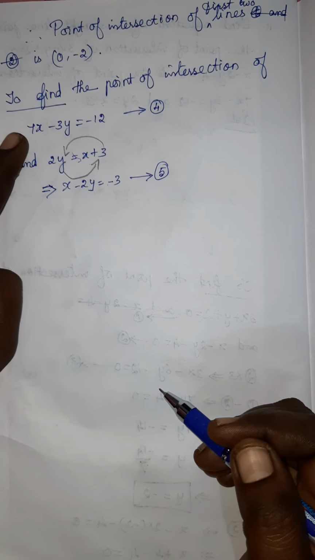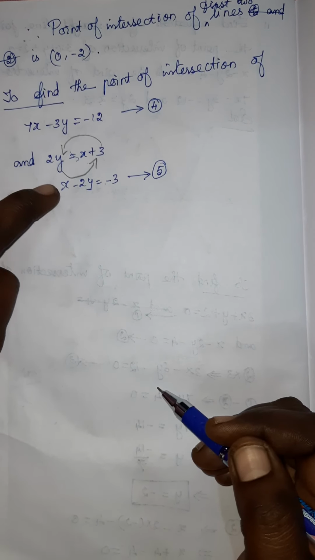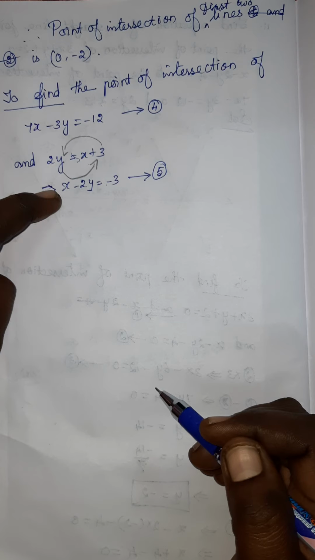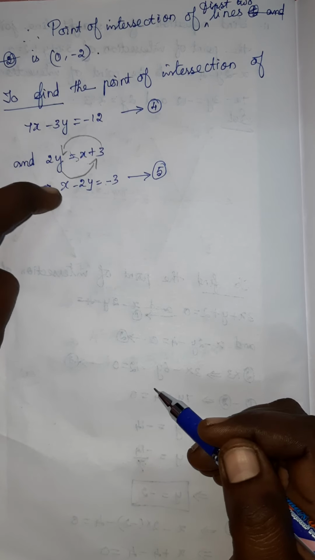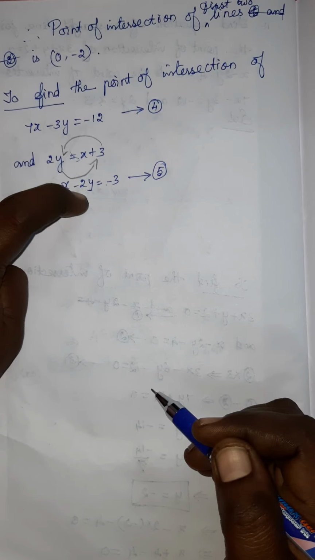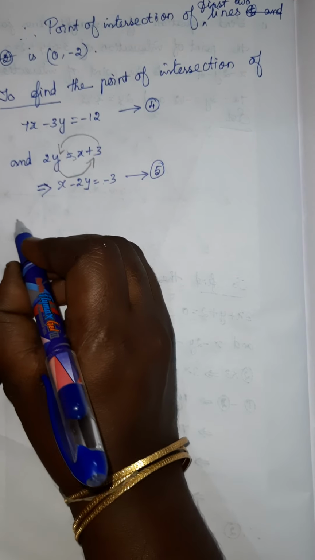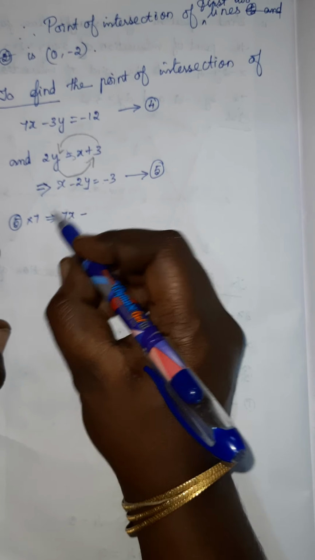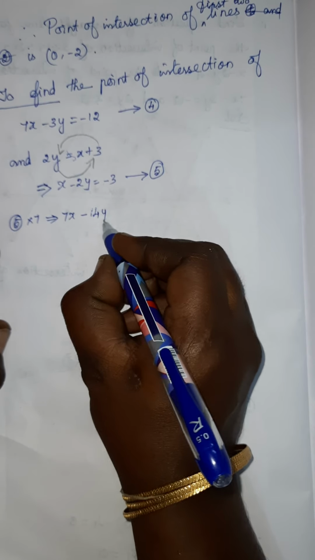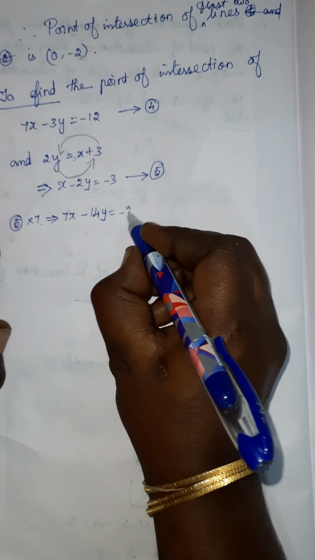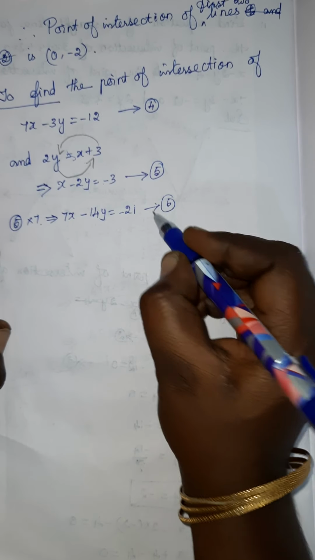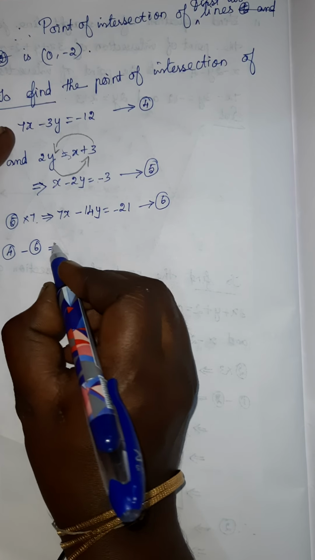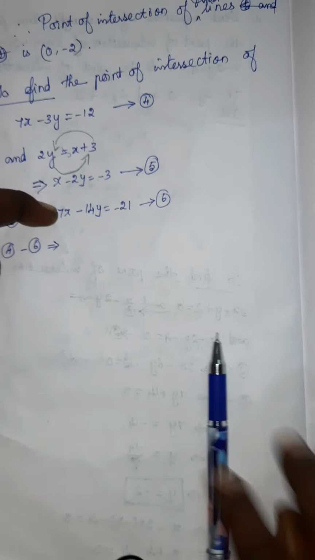So you see the x coefficient, when you multiply equation 5 by 7, you will get the same coefficient with the same sign. So when you subtract, you can eliminate the x term and find the y value. Now equation 5 into 7 implies 7x minus 7 into 2, it is 14y equal to 7 into minus 3, it is minus 21. This is equation number 6. Now equation 4 minus equation 6. 7x minus 7x cancels.